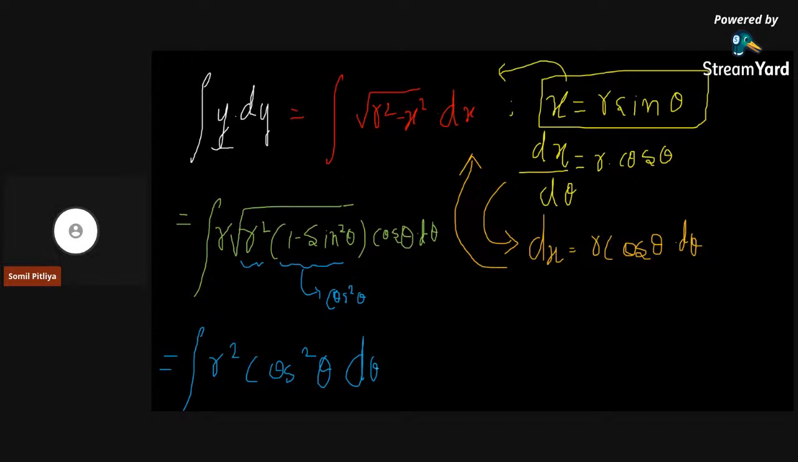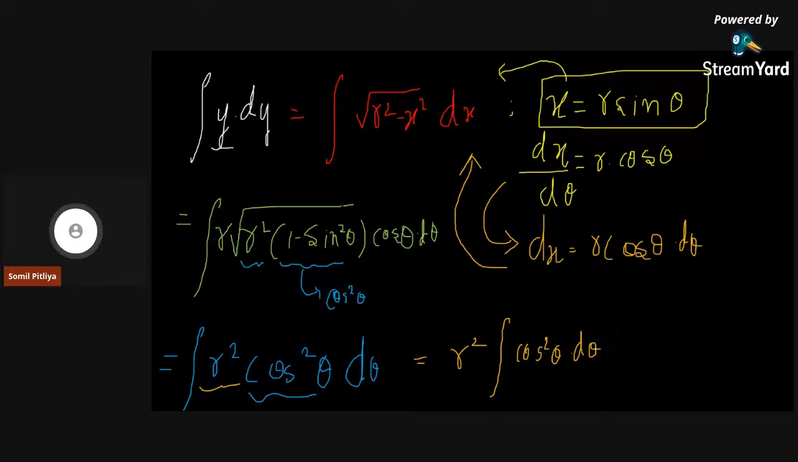Okay. Now what do I have to do? I need the integral of cos square theta. I can find the integral of cos square theta by integration by parts, but I can also use some basic trigonometric identity instead of integration by parts. So take r square as constant. I will take out the r square outside to get r square times the integral of cos square theta d theta.